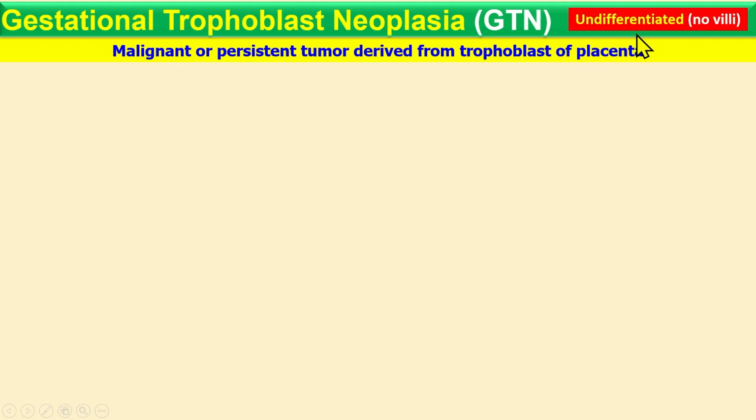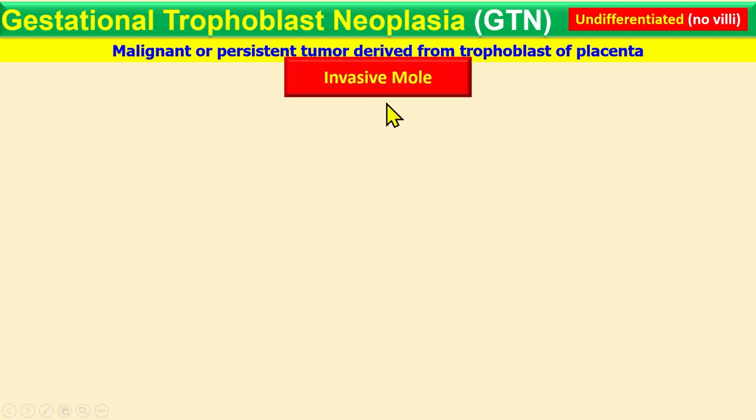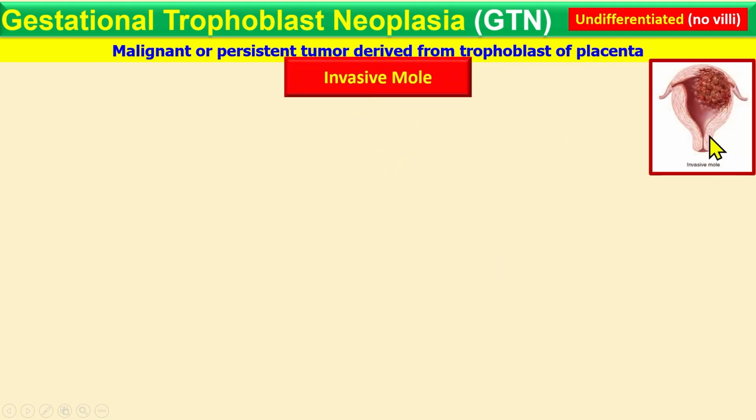So what is the important feature? They have undifferentiated nuclei because they are a malignant condition. Number one is the invasive mole. It invades the myometrium, and it mostly follows the complete mole, and then the partial mole. So a molar pregnancy is also followed by an invasive mole. You can check the beta HCG. If it plateaus, one possibility could be the invasive mole.